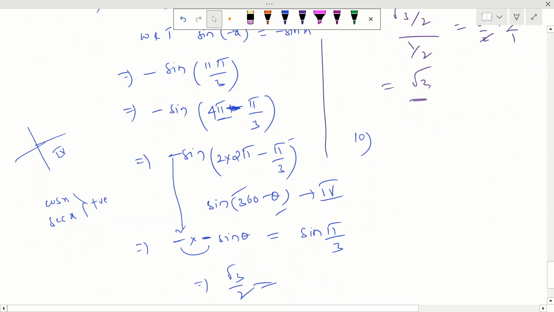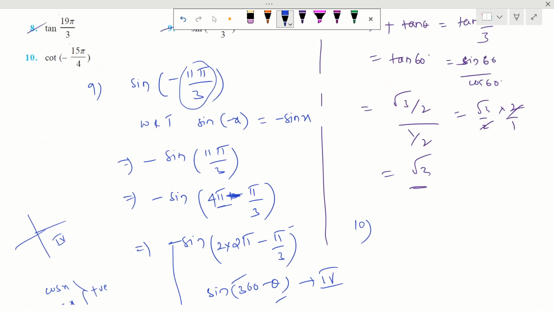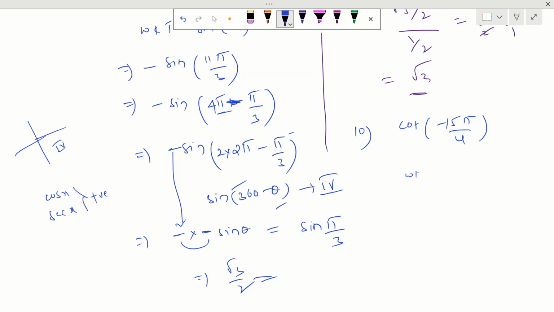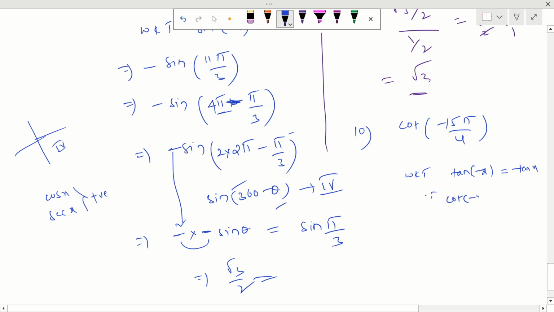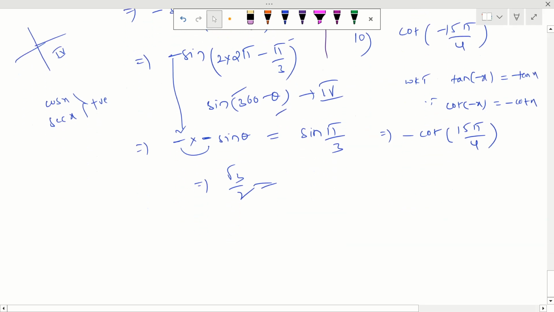Okay, now come to the cot of minus 15. So here cot of minus 15 pi divided by 4 is given. Okay, so we know that tan of minus x is minus tan x. Therefore cot of minus x is also minus cot x. Okay, so therefore this we can write: cot of minus 15 pi by 4 is equal to minus cot of 15 pi by 4. I can write, right?